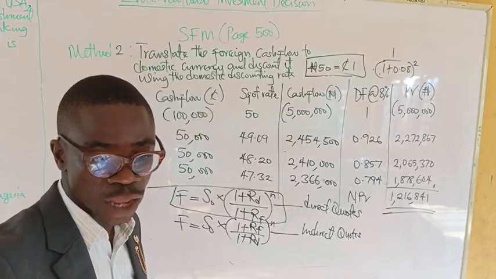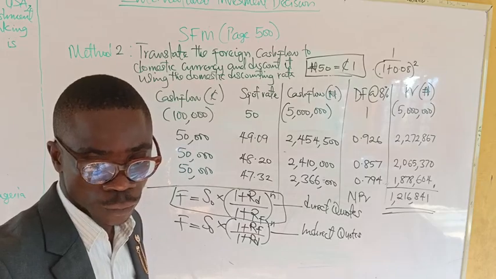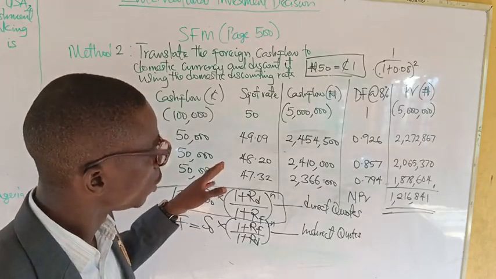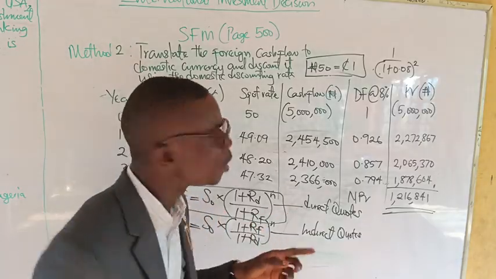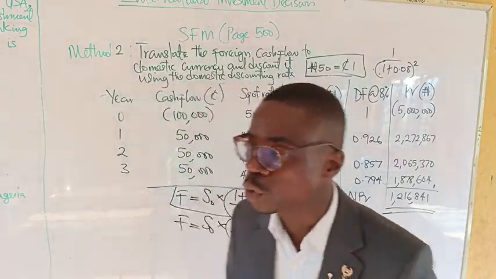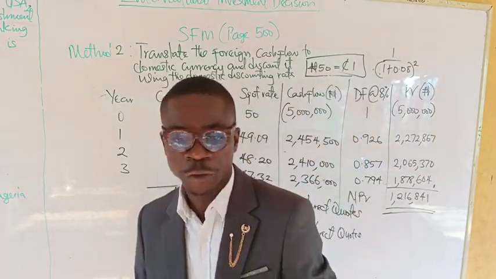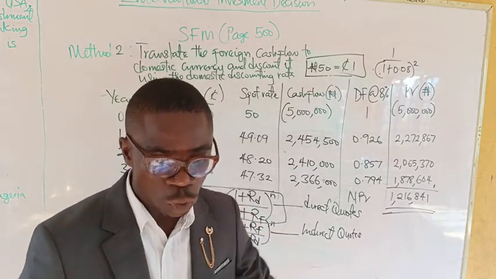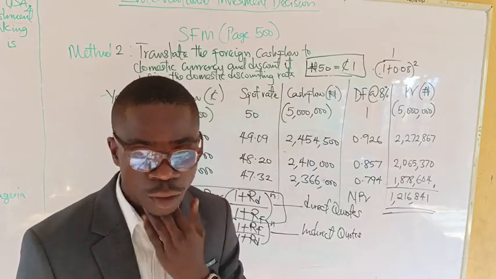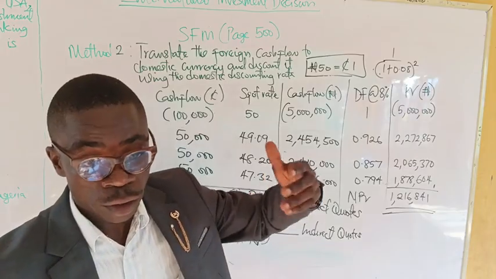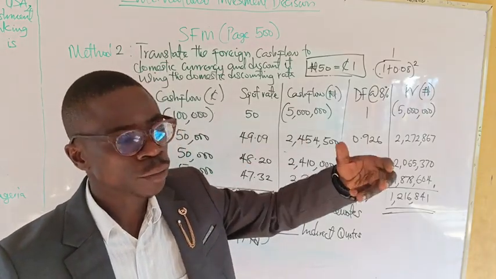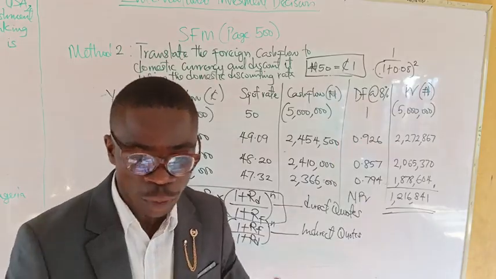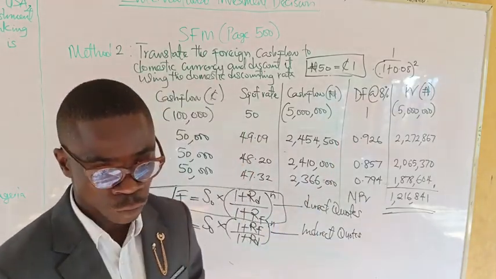The restriction will not affect method 1. Am I communicating? The restriction will not affect what? Method 1. Because what does method 1 say? It says we should discount the future cash flow using the foreign currency rates. Am I communicating? It will not affect, because if you are discounting the foreign cash flow using the foreign discount rate, you are assuming that the money has not moved out of that country.